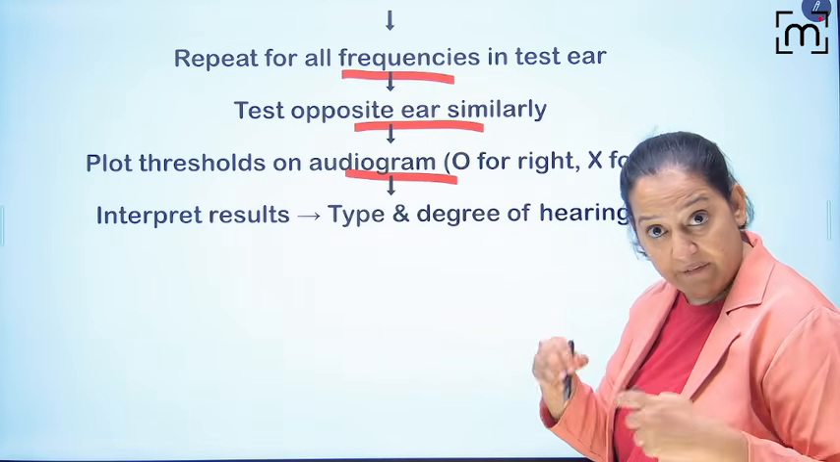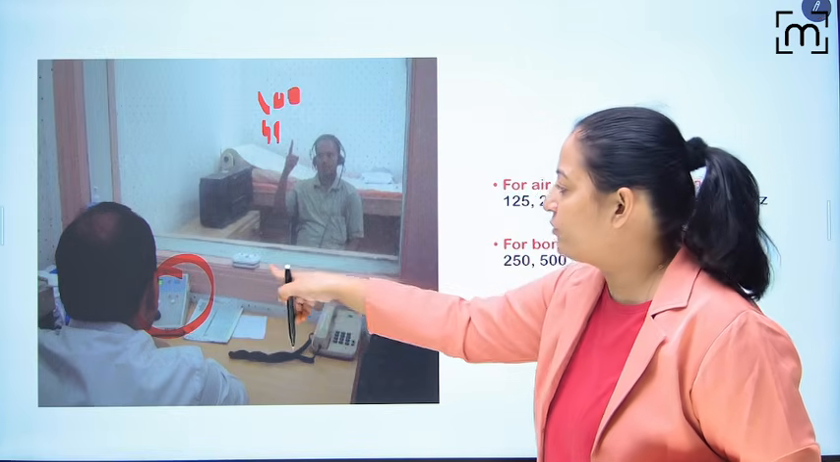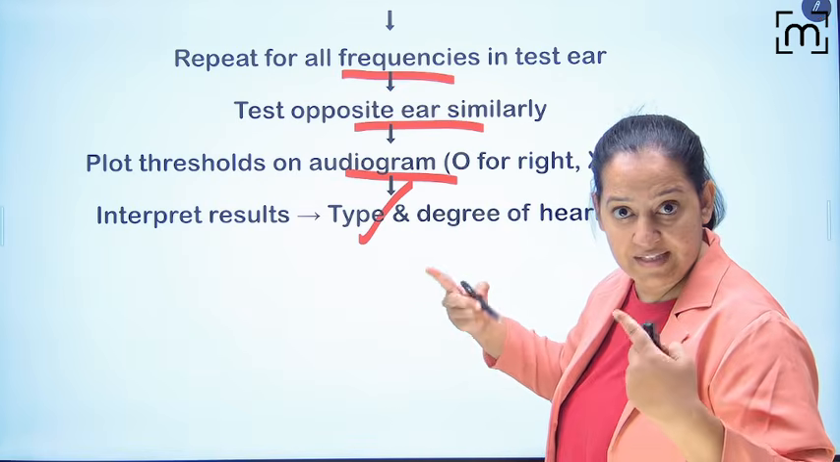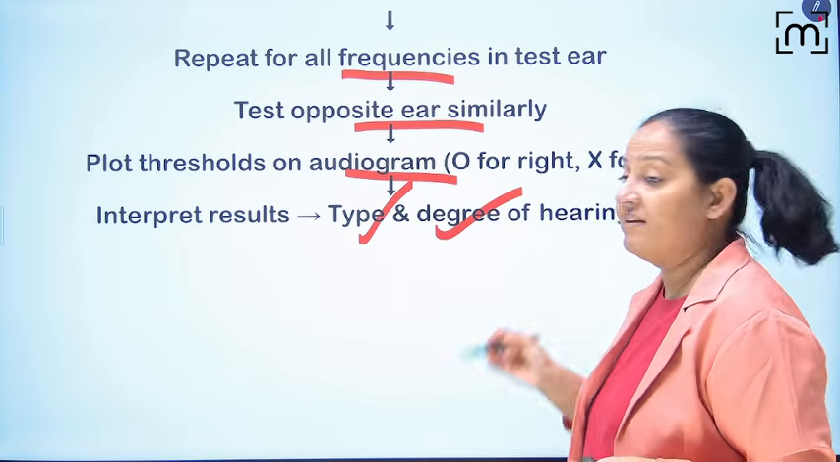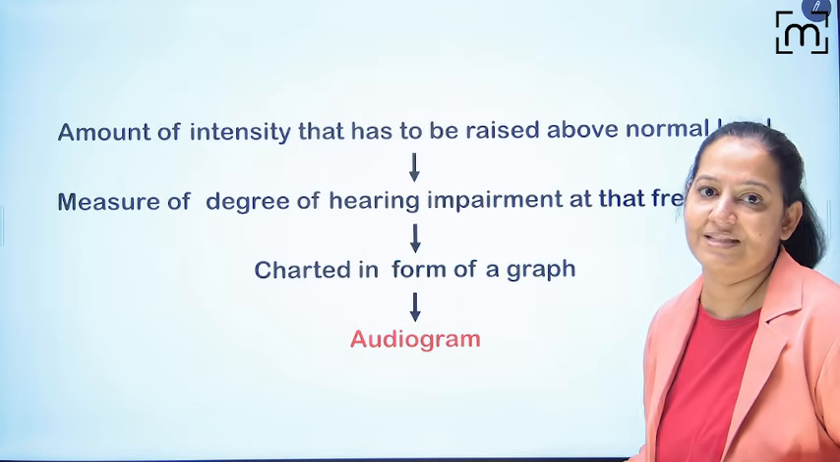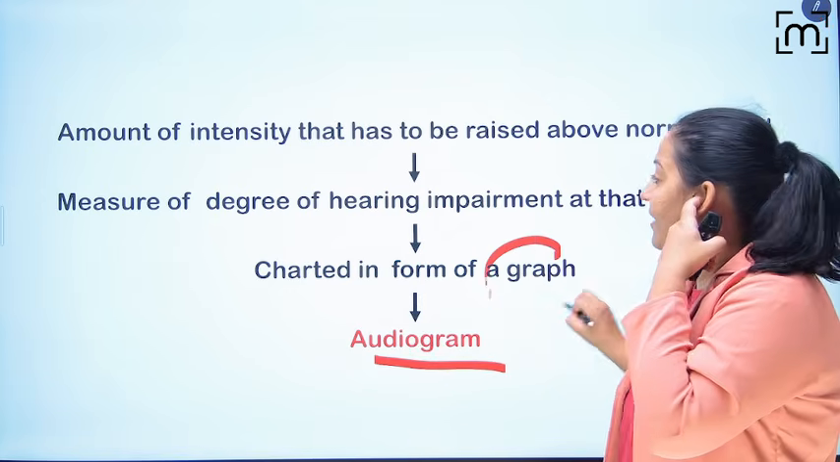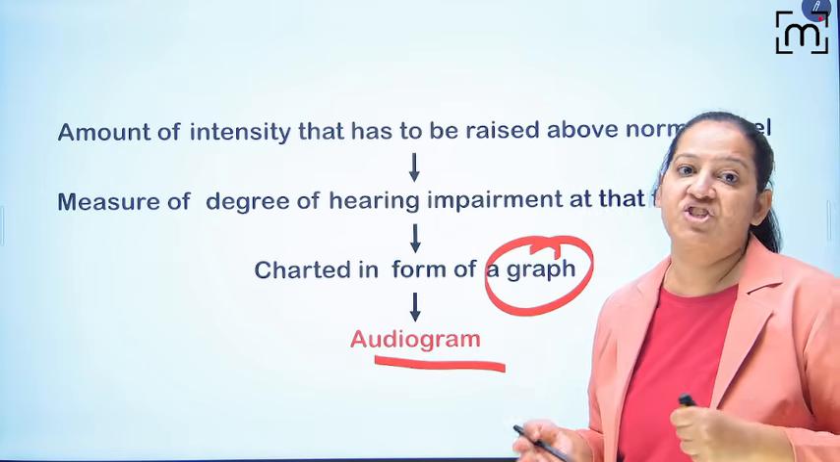as an audiogram. Being a doctor, we have to interpret that graph to know the type of hearing loss, whether it is conductive, sensorineural or mixed, and to know the degree, whether it is mild, moderate or severe. Both things can be known. So what is an audiogram? Audiogram is a graph that we are charting on the x and y axis. Okay, you got the procedure, what we are doing?